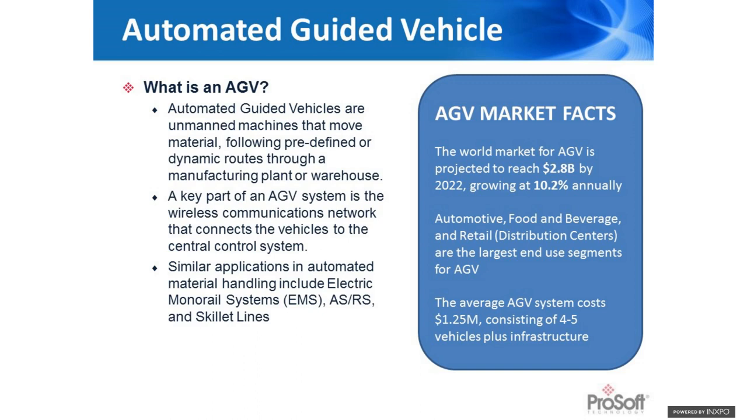On average, an AGV system costs about $1 million to $1.25 million to install, and that's consisting on average of 4 to 5 vehicles, plus the infrastructure to put them in. But like anything, that average involves a tremendous amount of variation. So there are some systems that include more than 100, maybe hundreds of autonomous vehicles, and others that are just a couple. So that just gives you a sense of what this automated material handling market looks like.